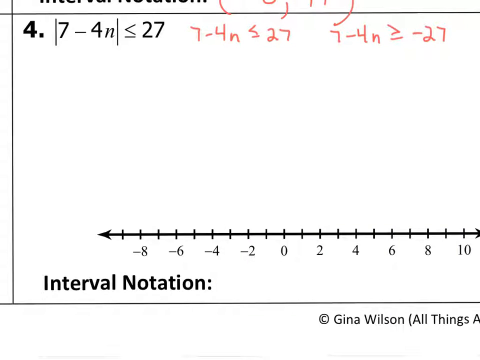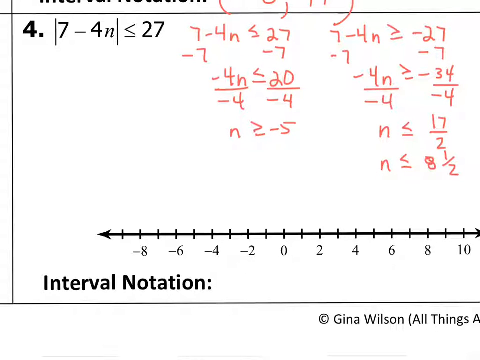So here are the two cases. So remember, we keep the inequality the same way when we're dealing with the positive answer, but we reverse the inequality when we're dealing with the negative answer. So now solve both of those and come back and see the video to see if you got it correct.